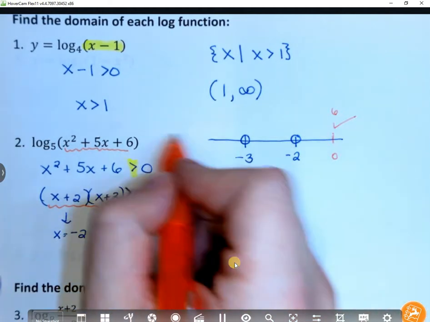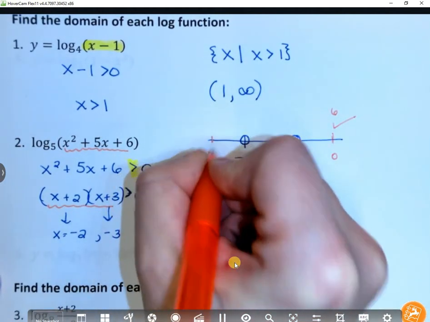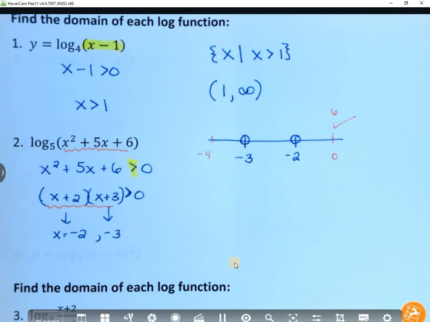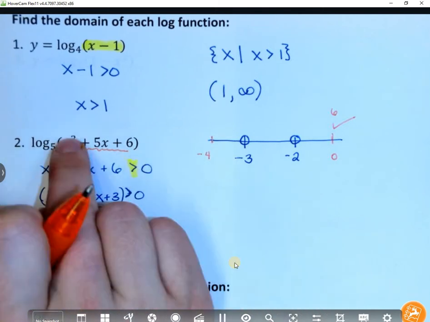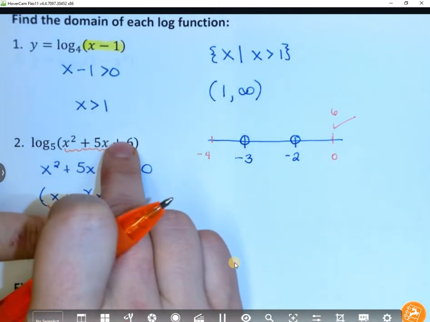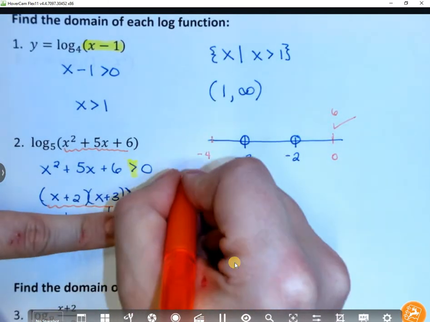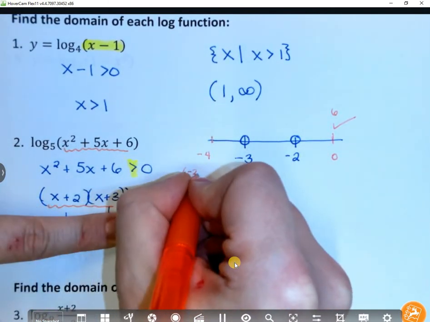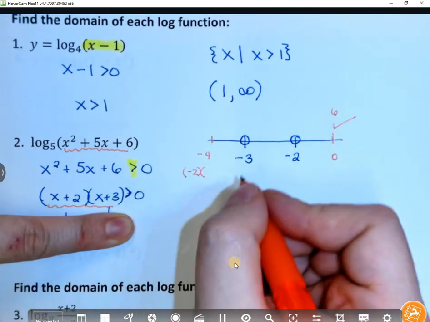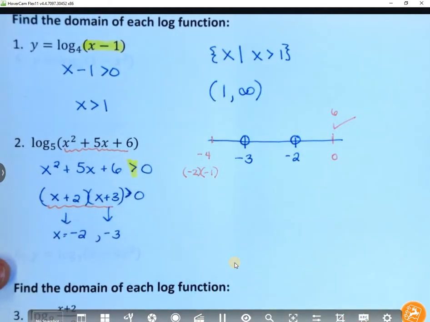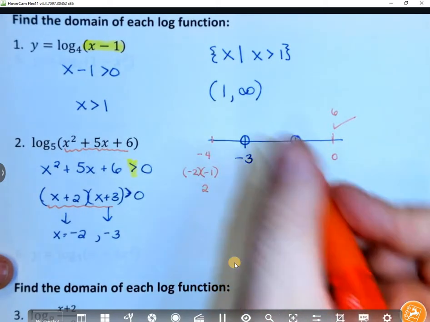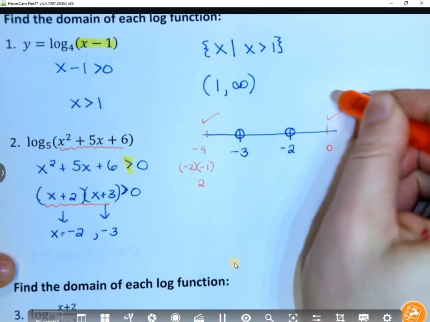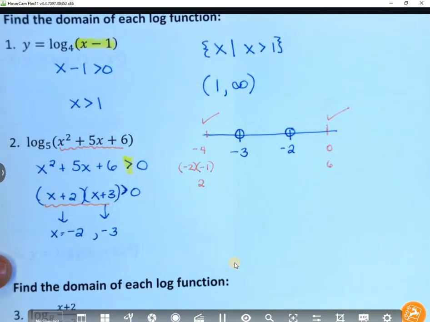Two and 3 are really close together, so I'm going to go over here. I'm going to just pick -4 because it's the next number down. When I pick -4, I'm actually going to plug that in here because that's a lot easier than squaring and timesing it by 5 and adding 6. So what is -4 plus 2? -2. What is -4 plus 3? What is -2 times -1? +2. Is 2 greater than 0? That's 6 down here. So we know that area works also.